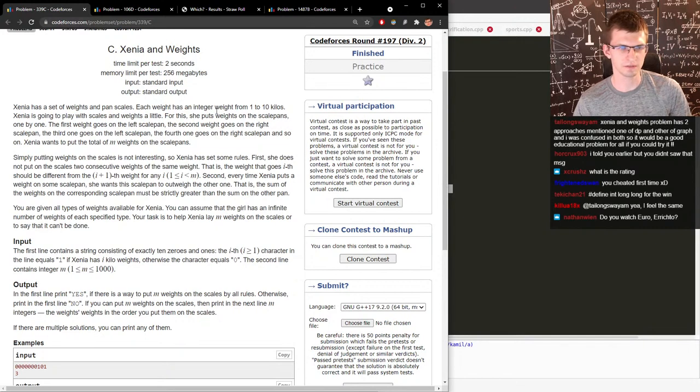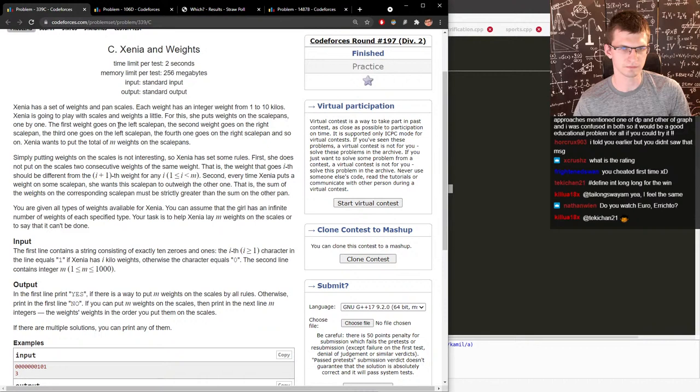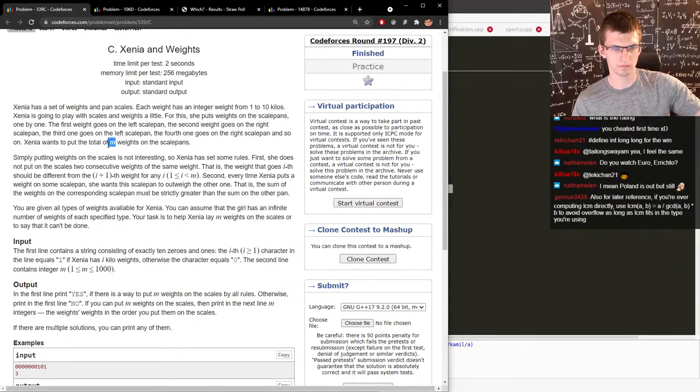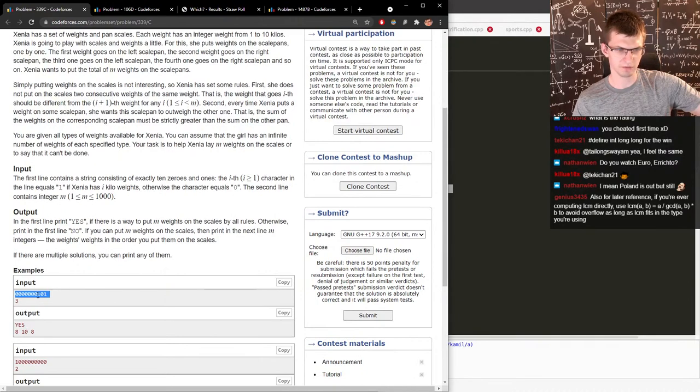Integer weights from 1 to 10 kilos. We put something left, right, left, right. What is M? Oh, there are many of them, and I thought that she has just 10 and they are from 1 to 10. After putting 5, we cannot put 4 or 6. I see. So this means that we have as many as we want weights 8 and 10.